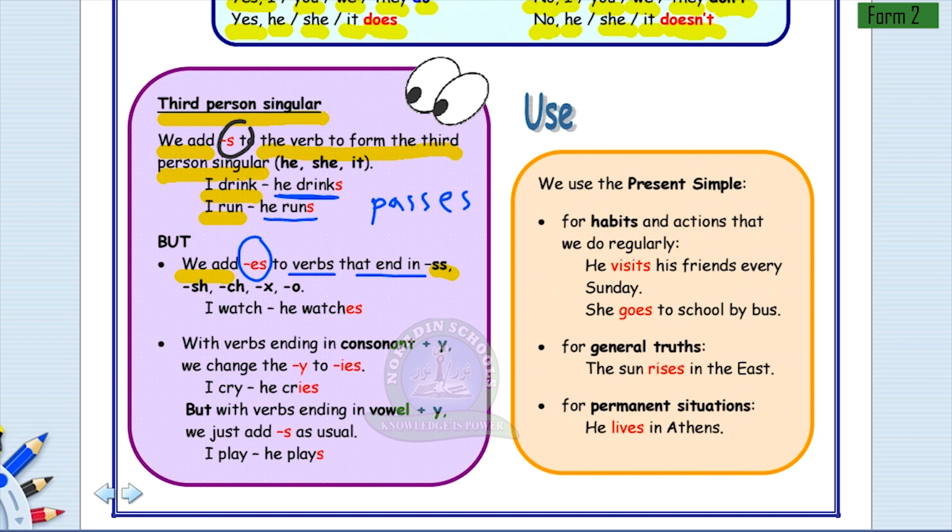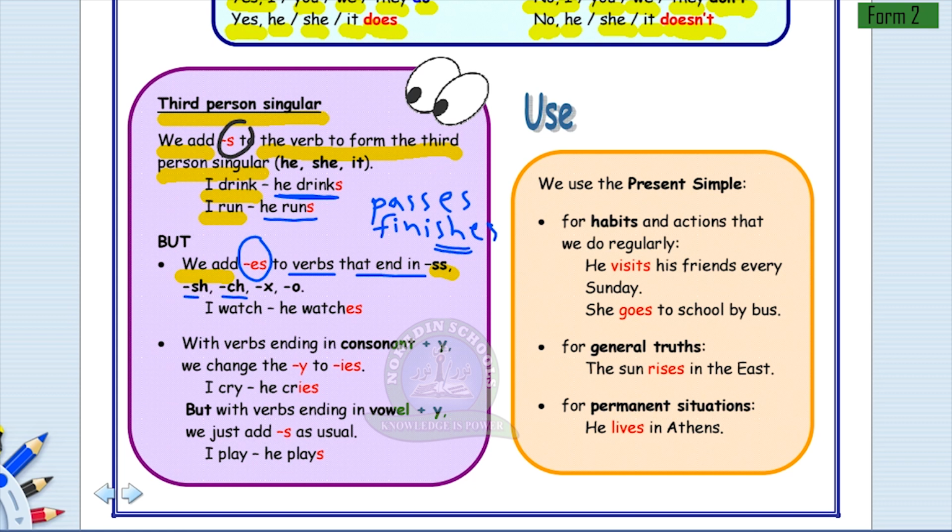Two, if the verb ends in sh, for example, finish. Ahmed finishes his lesson very quickly. Ahmed is a he, third person singular, so we say he finishes. It finishes. So if the verb ends in sh, we don't need to add only s. We are using es.